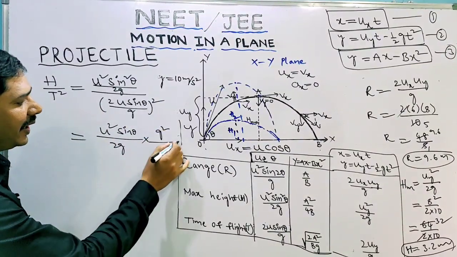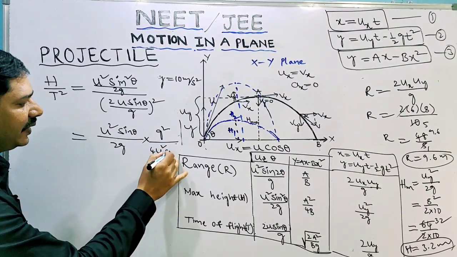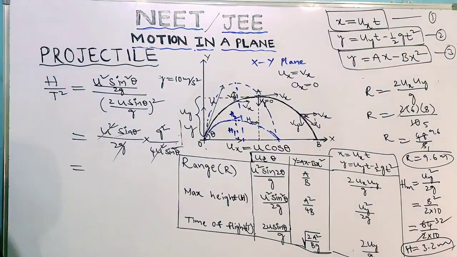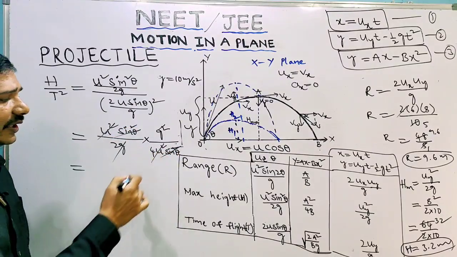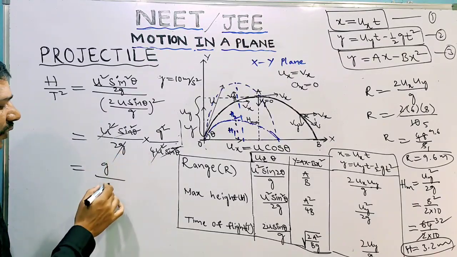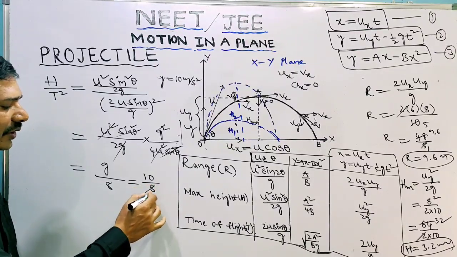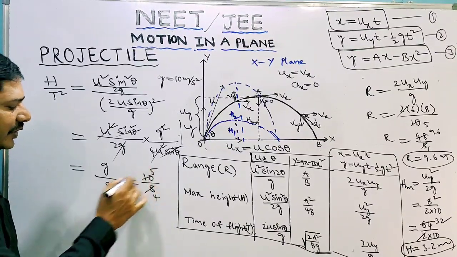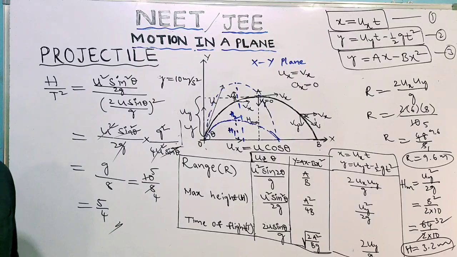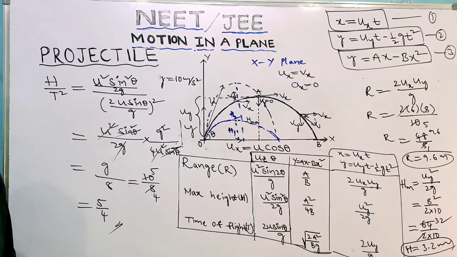Okay, here u square sin square theta by 2g, and this I am sending to the numerator. What happened? g square by 2u square, 2 becomes 4 u square sin square theta. Here one g gets cancelled, and u square and sin square theta cancel totally. Okay, one g is left here. In the denominator 2 fours are 8. The g value is how much? 10, so 10 by 8. 2 fours are 8, 2 fives are 10. Therefore 5 by 4. Okay, the ratio is how much? 5 by 4, that is 5 is to 4.